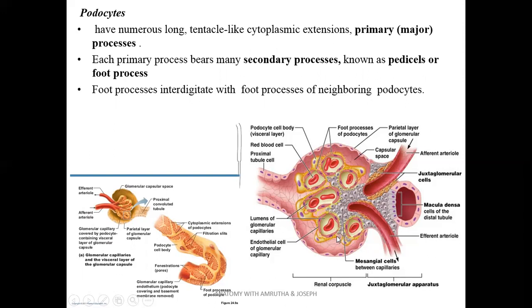Now podocytes have long tentacle-like cytoplasmic extensions called major processes. This is a podocyte having a major process, the primary process. Now the primary process has smaller processes from it, called secondary processes, also called foot processes or pedicles. Foot processes can interdigitate with the foot processes of neighboring podocytes, that is, the processes arising from neighboring primary processes.